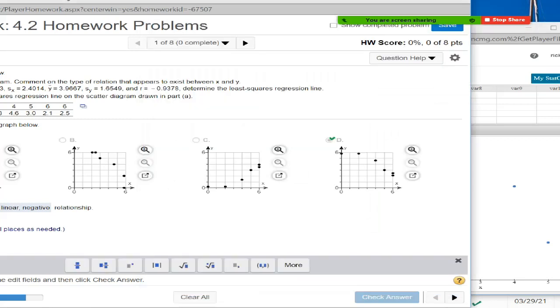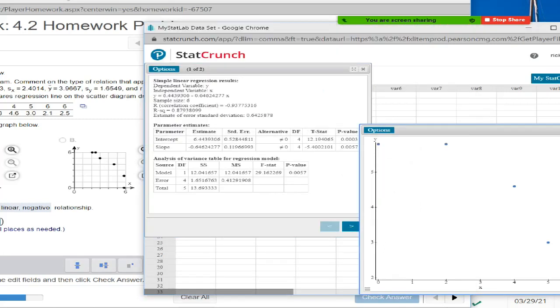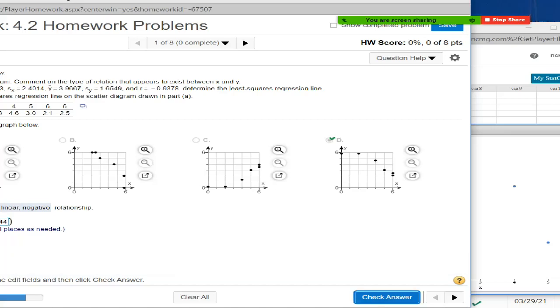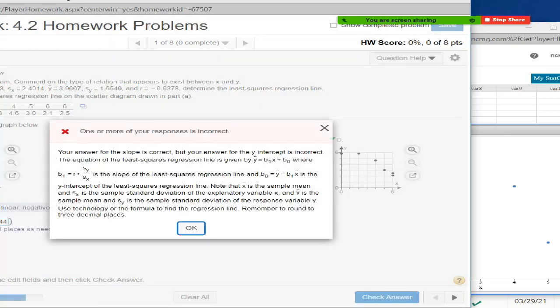Negative 0.646. And then the number that's by itself is 6.44. 6.44. That is my model. That's my best fit line. And this I can use to plug in x's in order to predict y values. And it says my answer for slope is correct, but the y-intercept is incorrect.